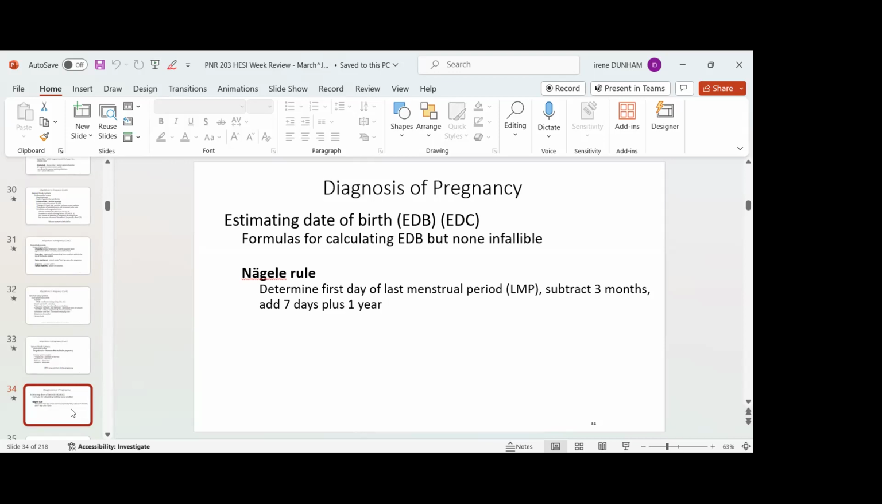Now, write that down, because that's where a lot of students go wrong, and they don't read it right. Make sure you select the first day of the last menstrual period. You subtract 3 months, and you add 7 days to this first day. If you're struggling with that, go into your HESI book, page 181, and it's right there for you also.